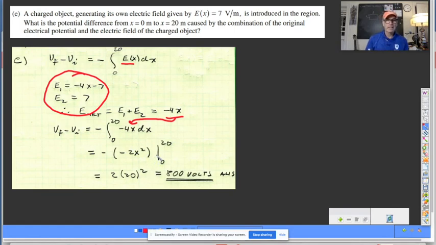in taking an integral of the polynomial. Substituting 20 in for x, and then subtract from 0 for x. Pretty straightforward. We get 800 volts.